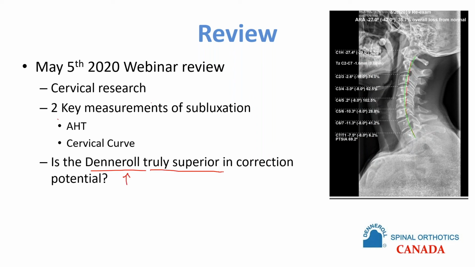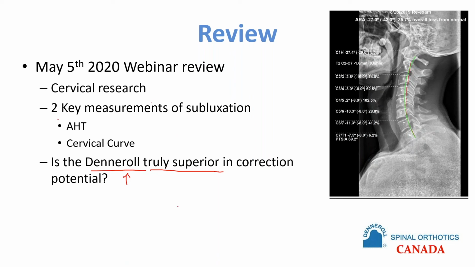And I put a tagline here saying, is the dental roll truly superior in correction potential? And that is in relationship to other rolls out there, because you have big companies that are marketing these different corrective orthotics for the cervical spine, and they talk about curve correction, but the reality is 90%, if not more, don't have any real research to support the claims that they make about cervical curve correction. And so that often really kind of bugs me.